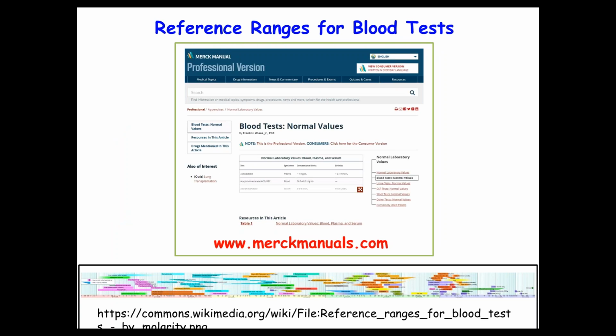So what concentration dynamic range are we talking about? Let's look at one example. The reference ranges for blood tests in a clinical laboratory. The Merck Manual provides a lot of information on the reference ranges of many metabolites, also proteins too, in healthy individuals. I also found this chart at the bottom of the slide very useful, showing the reference ranges.